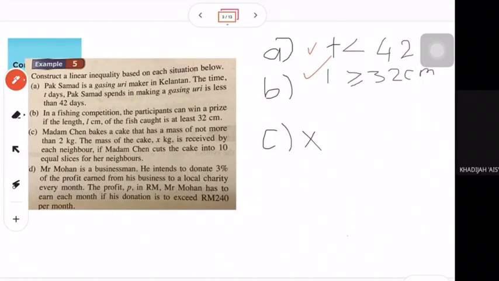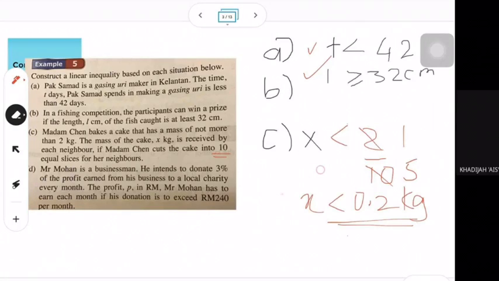How much is the cake? The cake itself is less than 2 kg. Less than 2 kg. So the cake, write it first. Cake is less than 2 kg. And then we divide by 10 because there are 10 neighbors. Yeah, you divide by 10. We want to know how much. So actually here you divide by 10, because it gave 10, which is 10 people.